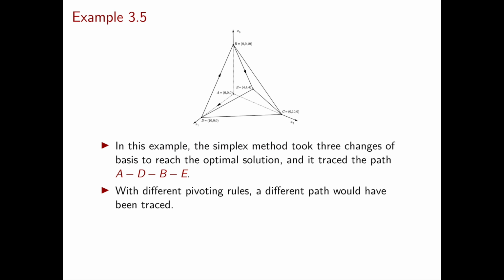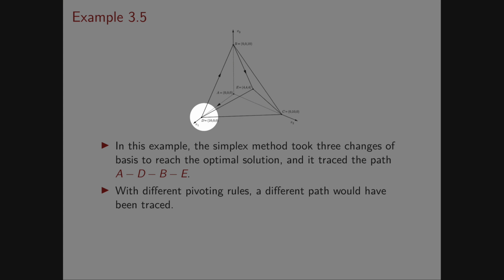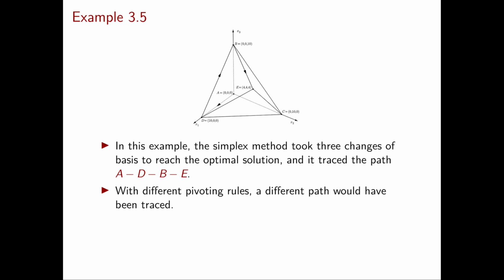Let's now get back to our three-dimensional picture. Overall, we traced 4 basic feasible solutions. We moved from A to D, then to B, and then to E. Every time we moved along an edge of the polytope. It's important to notice that with different pivoting rules, a different path would have been traced.